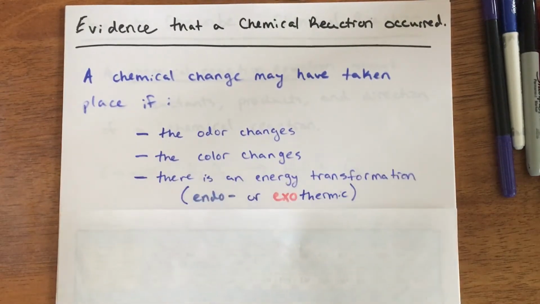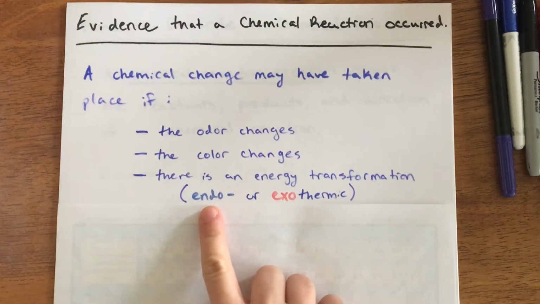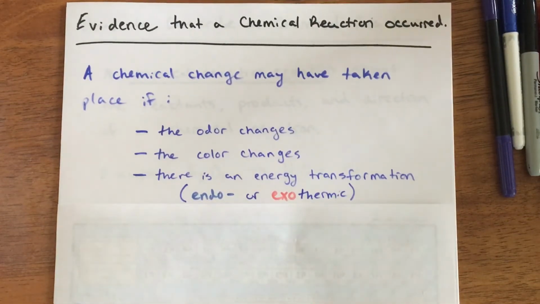Another one is there's an energy transformation. This is really evident in the reactions that you guys have done already. We did the yeast and hydrogen peroxide reaction. When we did that, it was exothermic. It released heat. When you put the vinegar and the baking soda together, it gets pretty cold. It's endothermic. It's absorbing heat. And energy transformation has occurred.